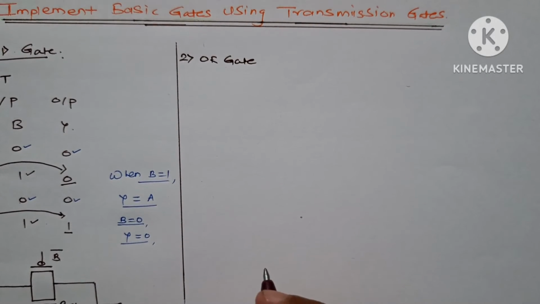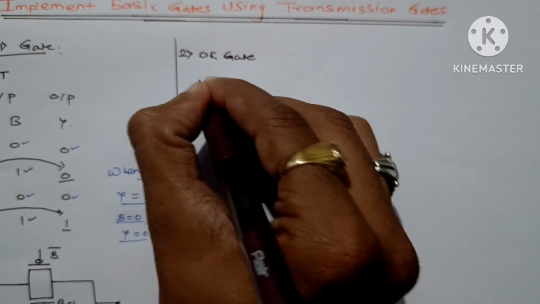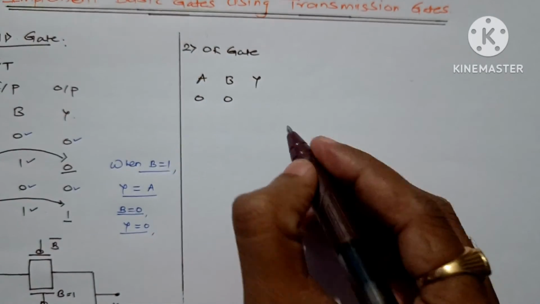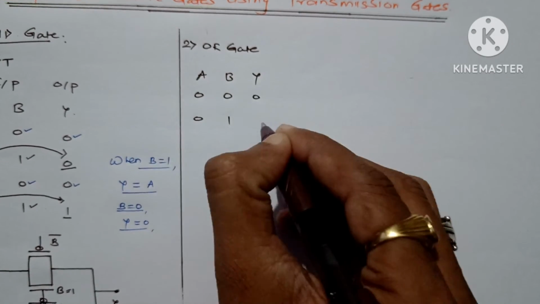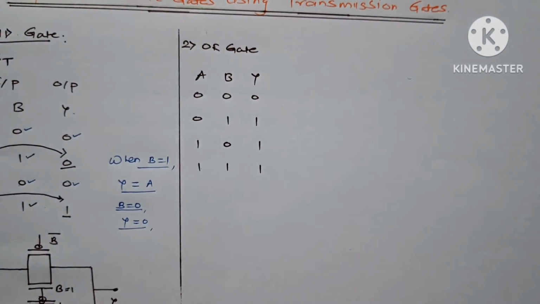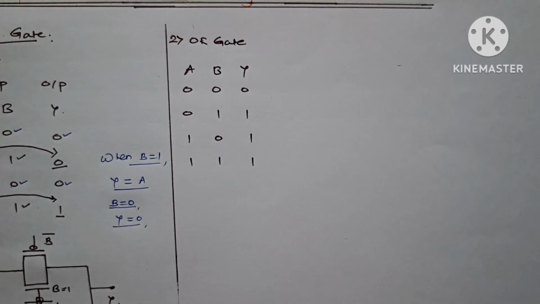Now I have written here the second as OR gate. We know the truth table as it is nothing but an addition. 0 0, it will be 0, 0 1 is 1. For 1 0, the result is 1, and for 1 1 also the result is 1. That means for all these three combinations, our output is going to be 1.